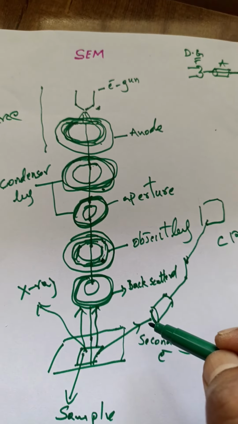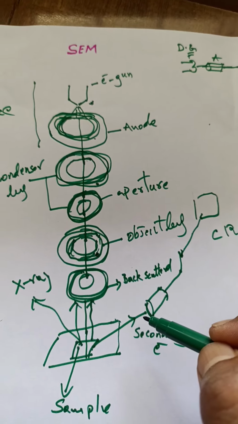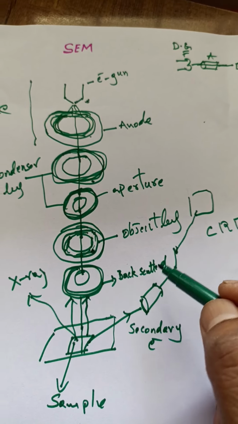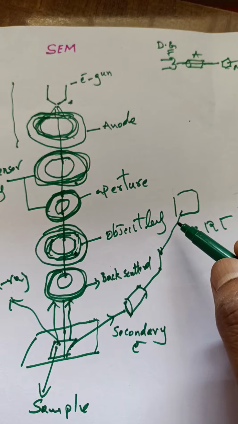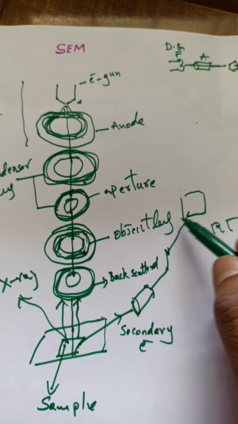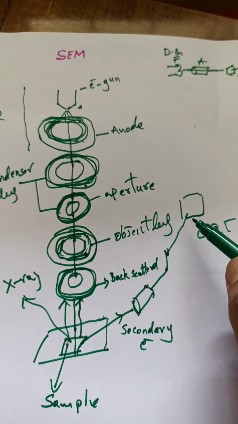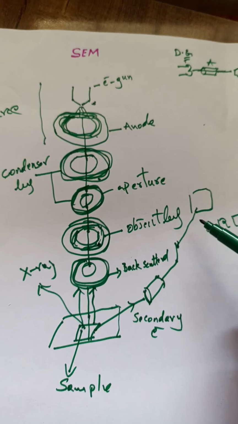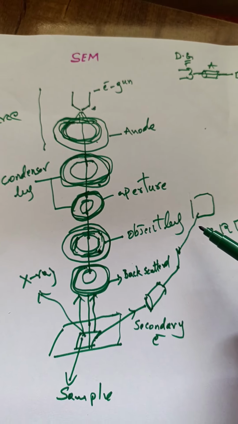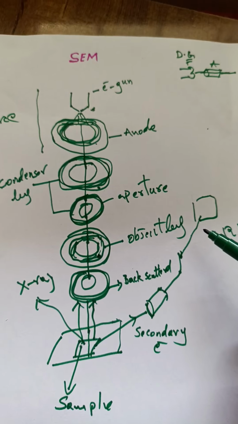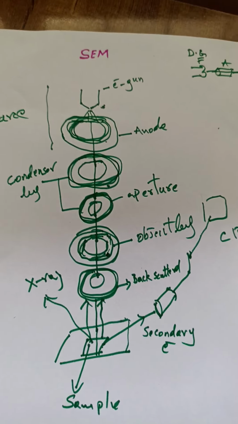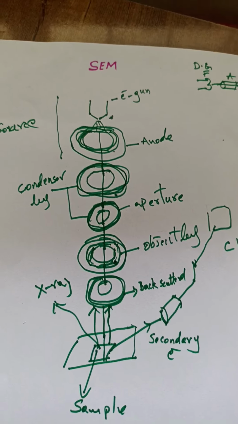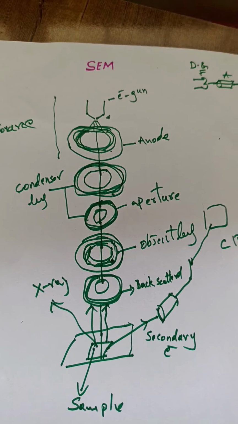For the secondary electron detection we use a scintillation counter. We use this scintillation counter to detect the secondary electrons. The scintillation counter and the backscatter detector are both connected to the CRT, the cathode ray tube, which is a fluorescent screen. Then the fluorescent screen will give the image of the structure and topography of the sample, meaning the surface structure of the sample. This is a scanning electron microscope. We study the topography of the sample, the structural studies of the sample.